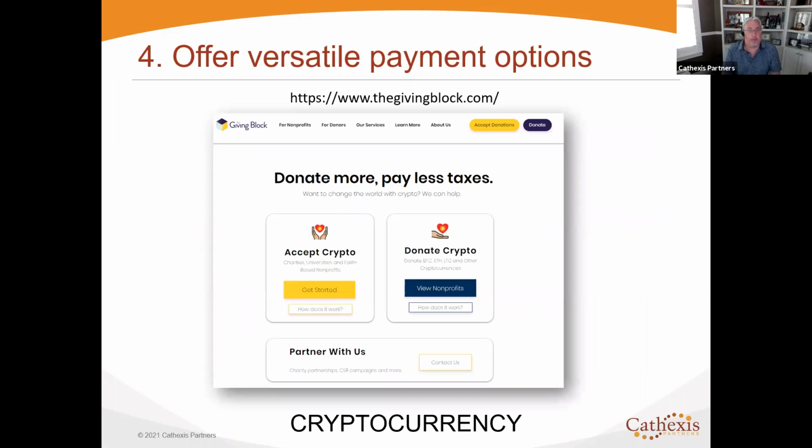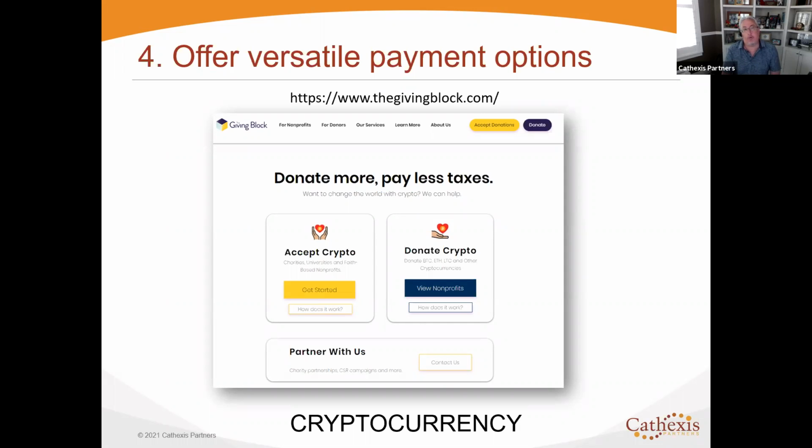Speaking of cryptocurrency, I can't say enough good things about the folks over at the Giving Block. They know cryptocurrency very well. If you aren't currently involved and don't have a link to have people support you and donate cryptocurrency to you, I suggest you check it out. And I would say that these are the industry-leading experts in this space.